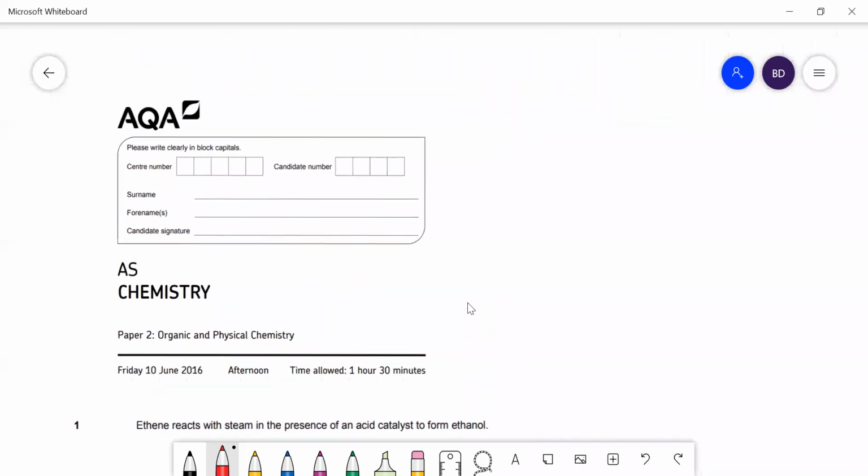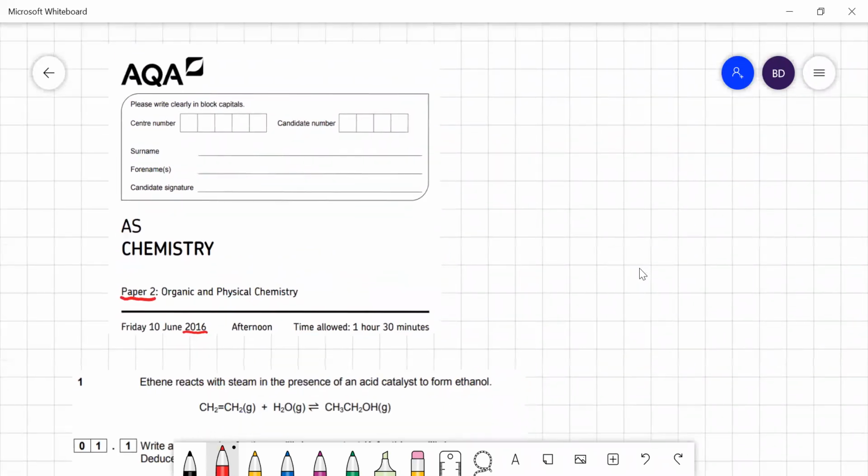Okay, in this video, I'm going to go through AQA AS-Chemistry paper. This is paper 2 from June 2016. And I'll just do half the paper and the second half in the next video.